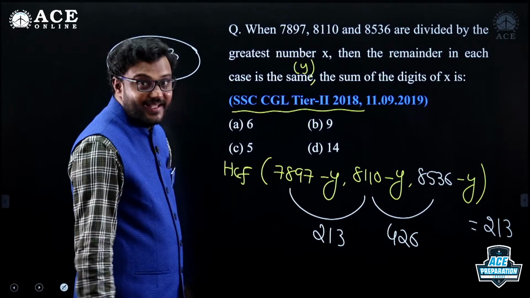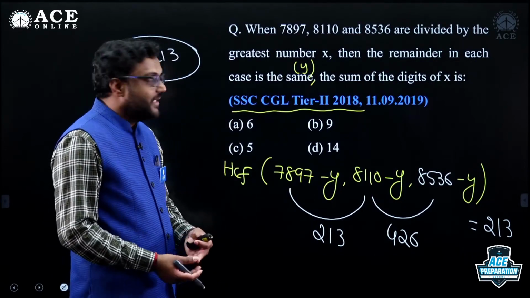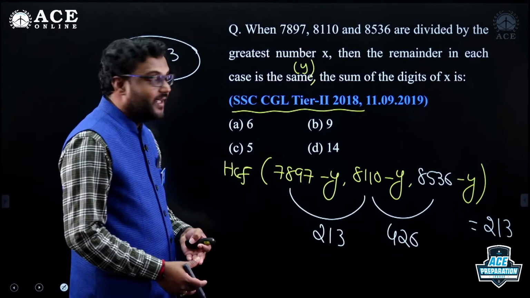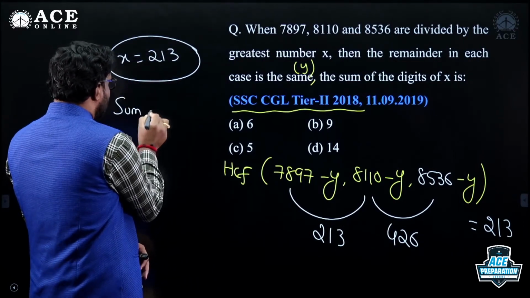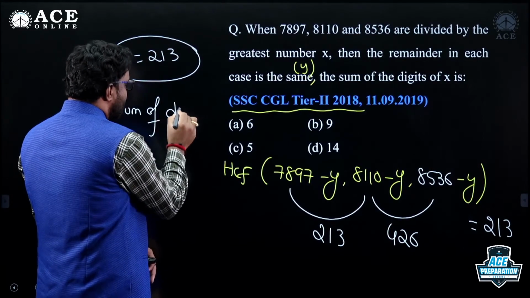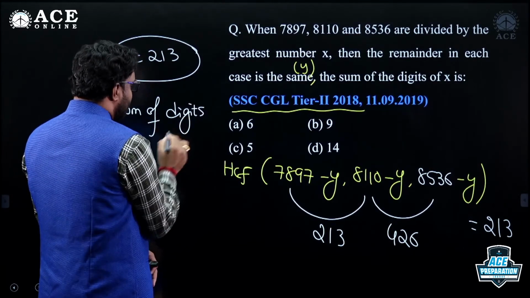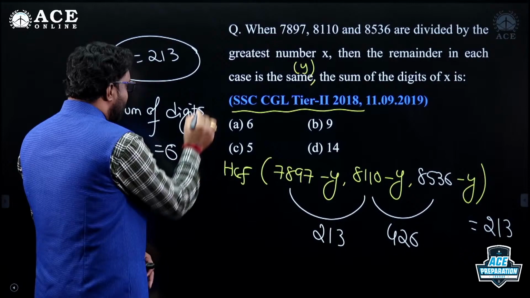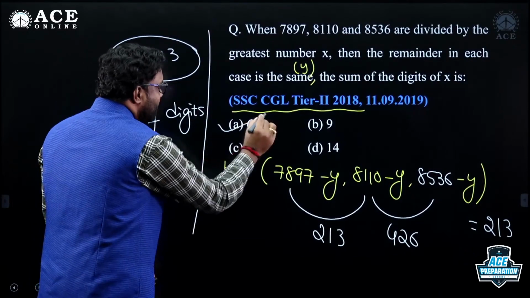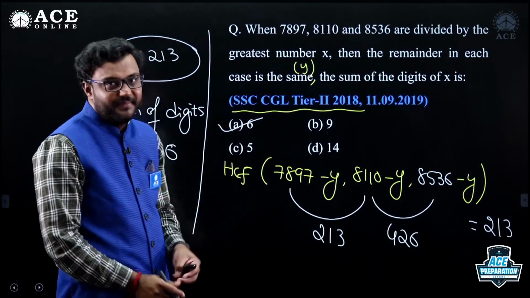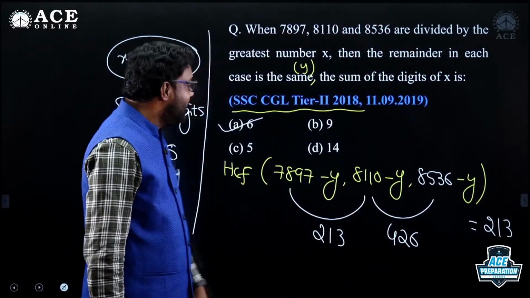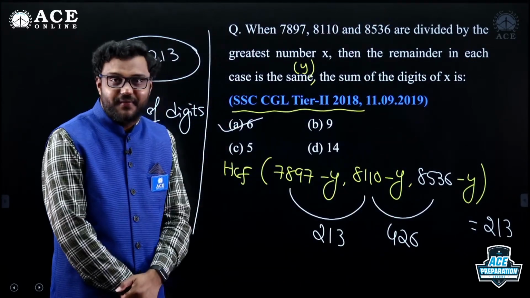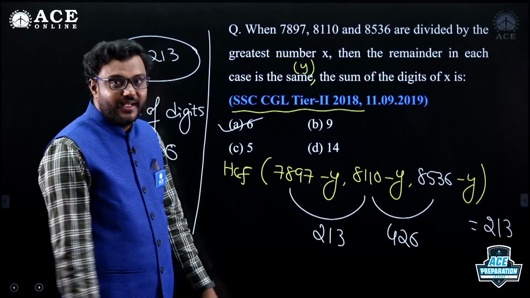Now, as we are always using the strategy to verify the options, they're changing the approach. Now they're asking the sum of digits of x, which is nothing but 6, my dear friends. If they gave the option as 213, we would verify whether it is divisible and gives the same remainder or not. That's why they are not giving that option. This is a bit next level question.